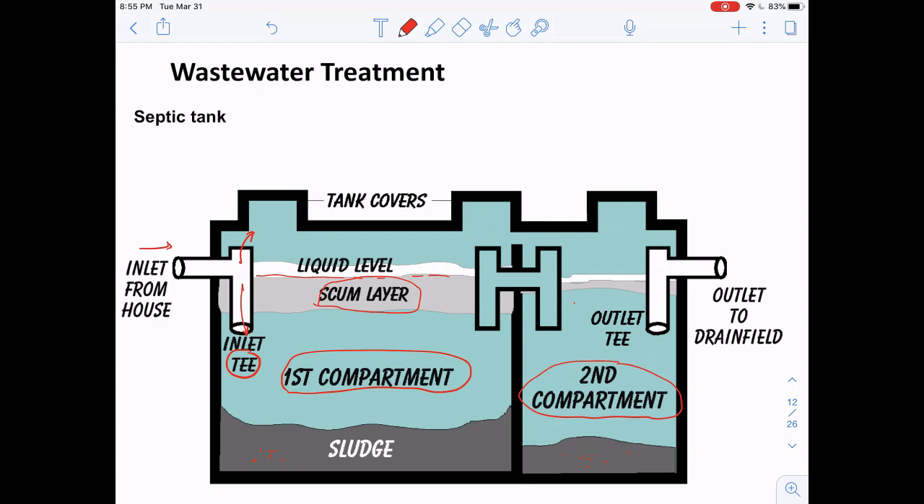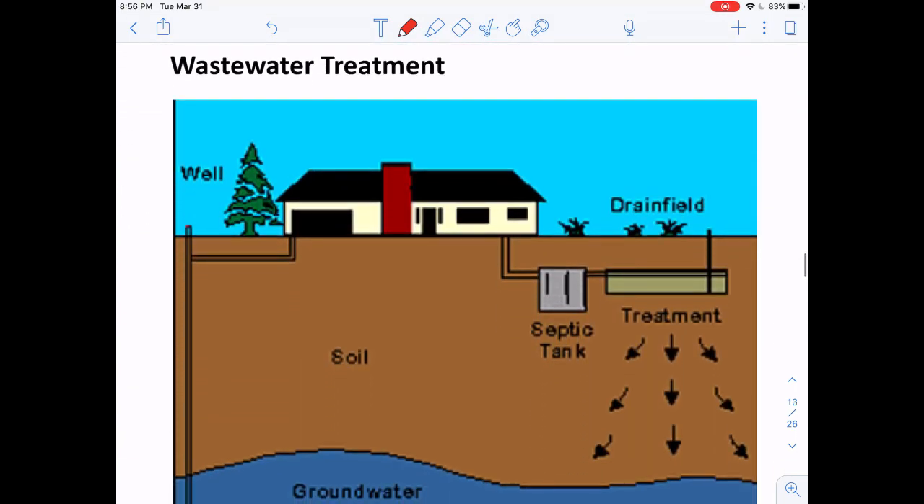We're not saying that this water quality is good enough for drinking, but at least the concentrations of the contaminants, especially the solid particles, are much lower now. After the water is treated, it will be delivered from the outlet to a drain field. Here it is showing how the drain field works. Basically the wastewater is treated by the septic tank, and then the treated water goes through these rock or sand formations, right?